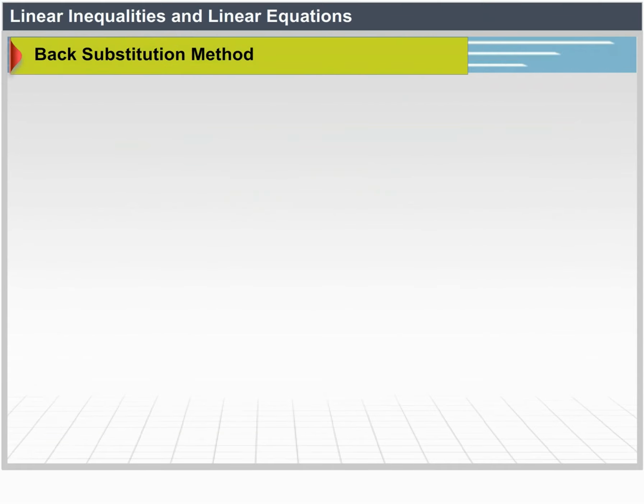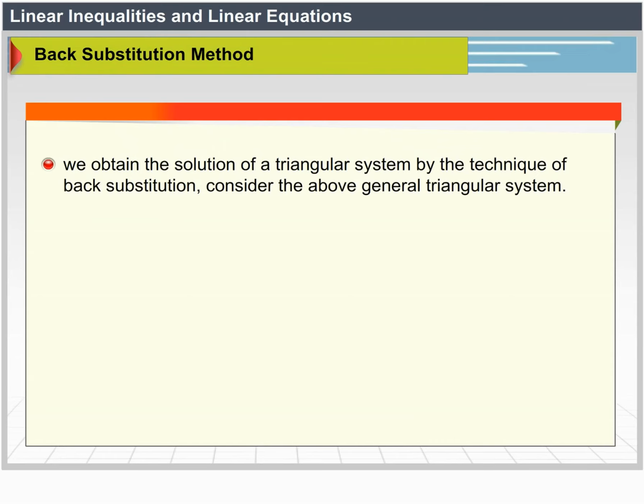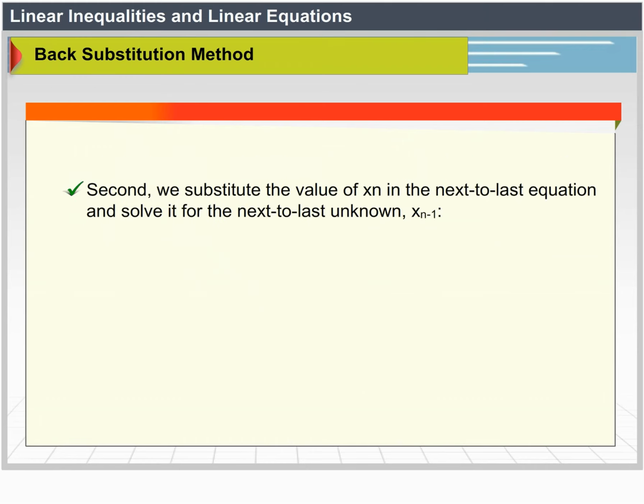Back substitution method. We obtain the solution of a triangular system by the technique of back substitution. Consider the above general triangular system. First, we solve the last equation for the last unknown xn, xn equal to bn by ann. Second, we substitute the value of xn in the next to last equation and solve it for the next to last unknown xn minus 1.